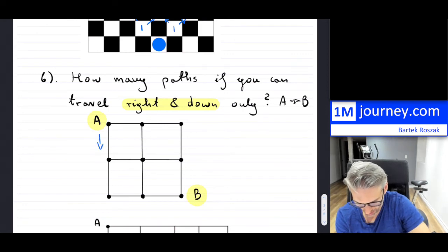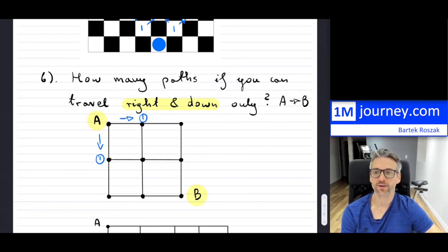So to do this, you would create the same thing. So you would say, okay, to get to this point right here, there's only one way to get there, right?